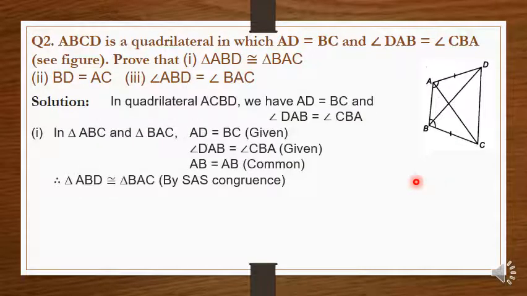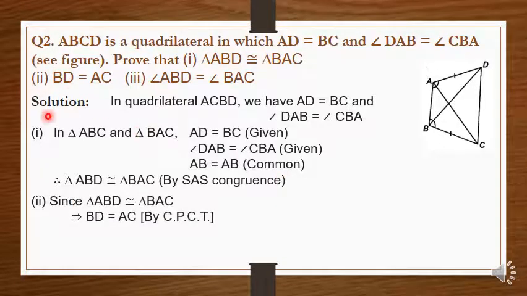Let's see. In quadrilateral ABCD, we have AD equal to BC and angle DAB is equal to angle CBA. We should always write down whatever is being provided in the question. Next, in triangles ABD and BAC, AD equal to BC, already given. Then angle DAB is equal to angle CBA, this is also given. And AB equal to AB, which is the common side. So therefore, we can say that triangle ABD is congruent to triangle BAC by SAS congruence rule.